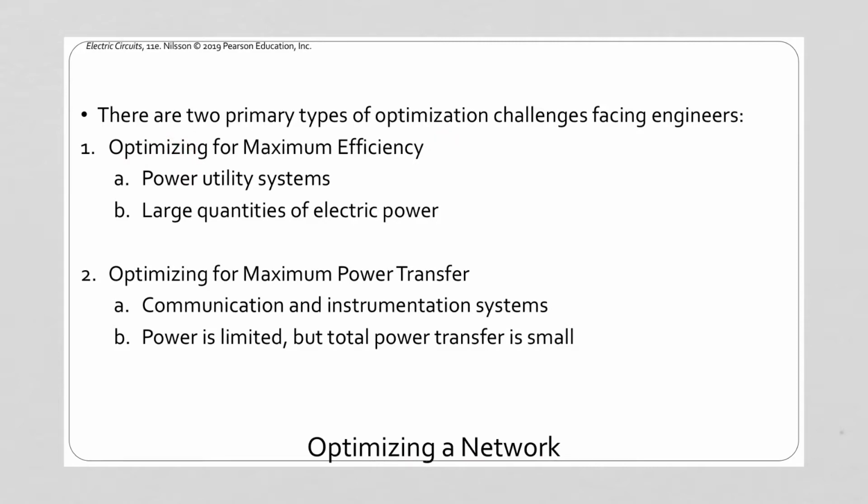This is the sort of thing we usually do if we're working on a big power system like the national grid. In that case, we want the maximum efficiency possible because we're sending so much energy through the system that any inefficiencies that we have could cost a lot of money just by the sheer volume that we're sending through. The other type of optimization is for maximum power transfer.